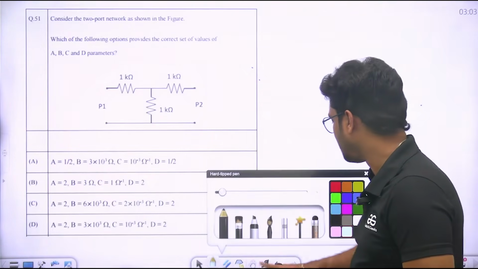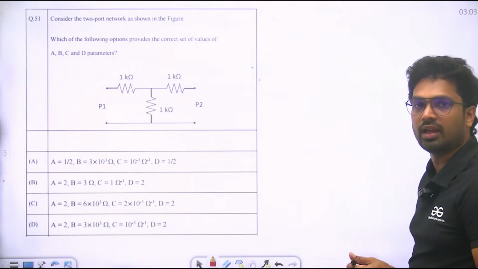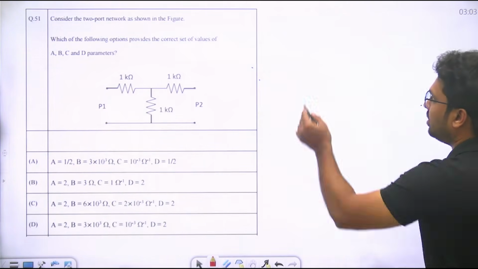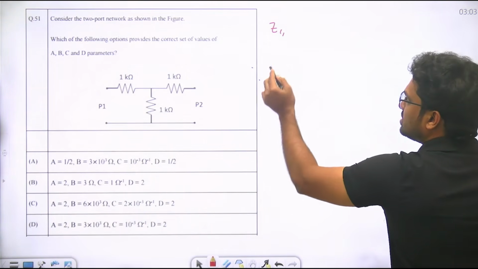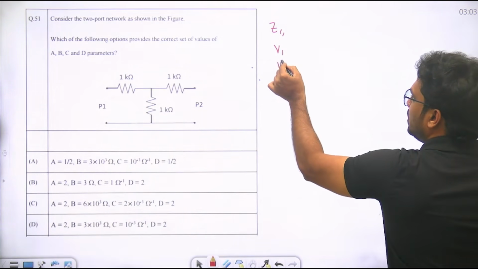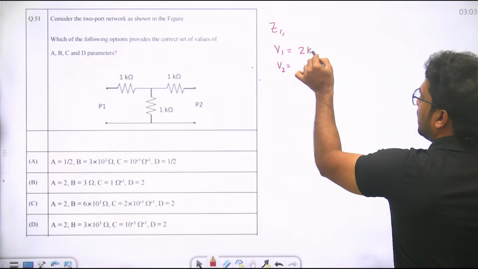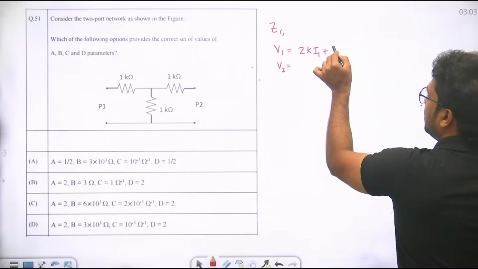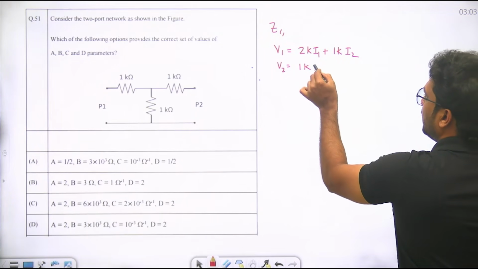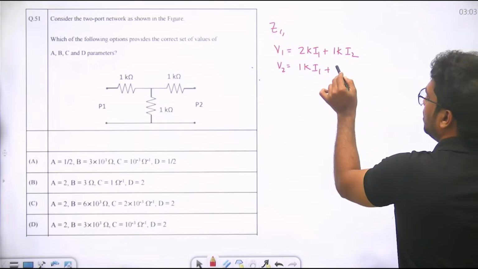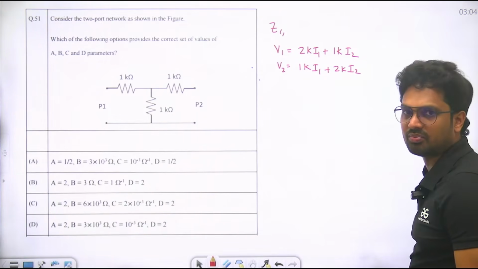Last question. It is a very standard question. They have given T network. They are asking you A, B, C, D parameters. Here, you know Z parameters. You can do by 2 half T sections also, you'll get the same answer. But what is V1, V2? ZA plus ZC, that is 2K I1 plus 1K into I2, 1K into I1 plus 2K into I2, ZA plus ZC, ZC, ZC, ZB plus ZC, right?